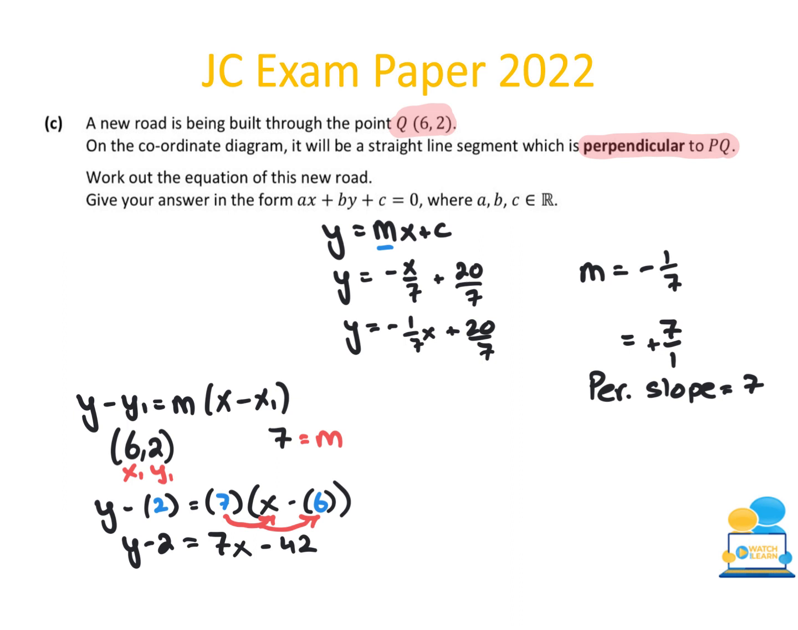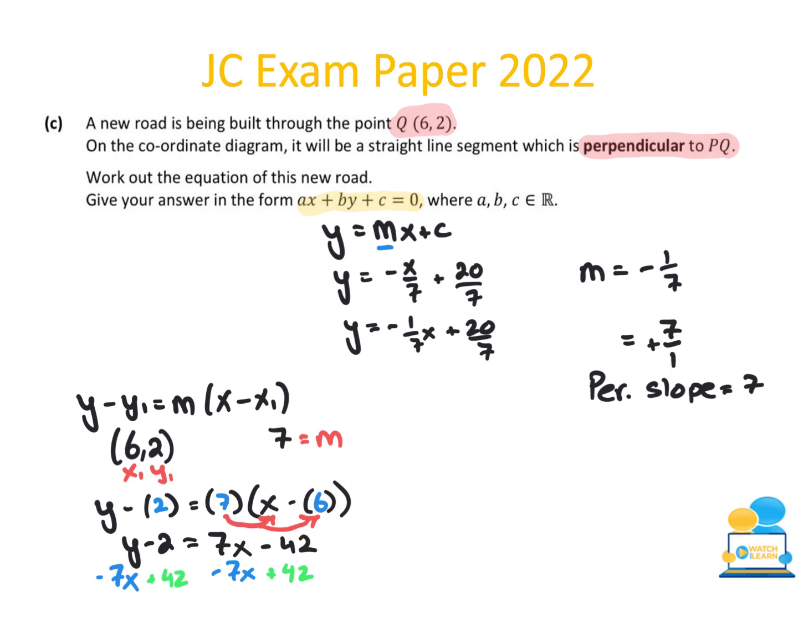Now, the question asks me to write the equation in the format ax plus by plus c equals 0. That means I need to move everything over to the left-hand side and only have equals 0 on the right-hand side. So again, I'm going to balance my equation to move everything over to the left-hand side. Firstly, moving the 7x and the minus 42 over. I'm going to take away 7x from the right-hand side, which means I must take it away from the left-hand side. And also I'm going to add 42 on the right-hand side, which means I must add it on the left-hand side.